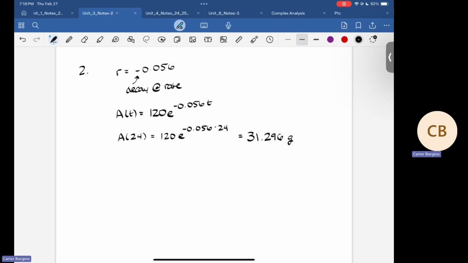Again, you can use a slightly different value of r. We showed in one of my classes that you get about 30 grams if you use a slightly different method to find r. I would accept both of those. Those are both great.